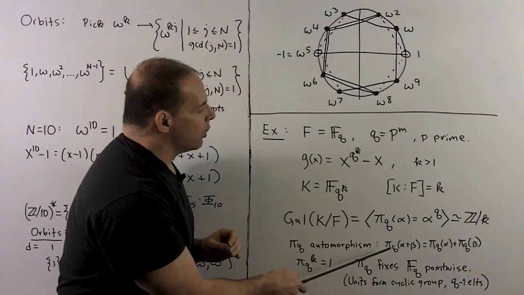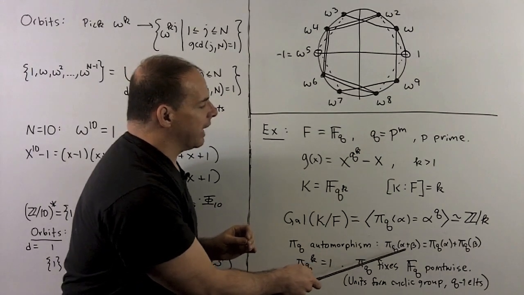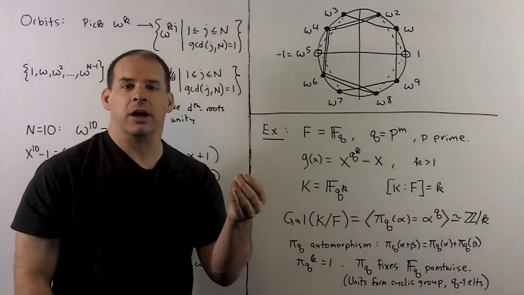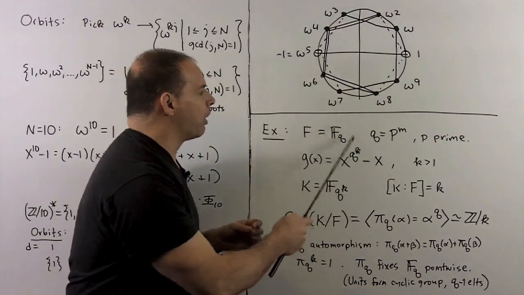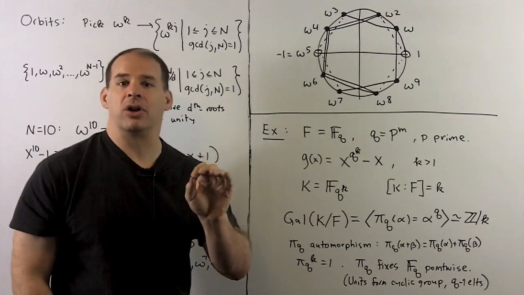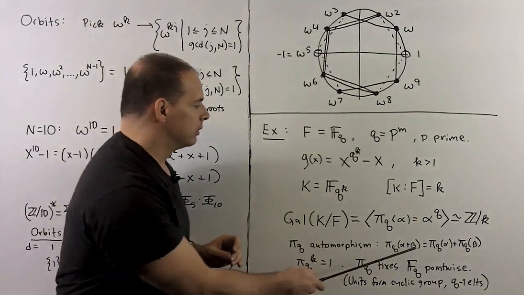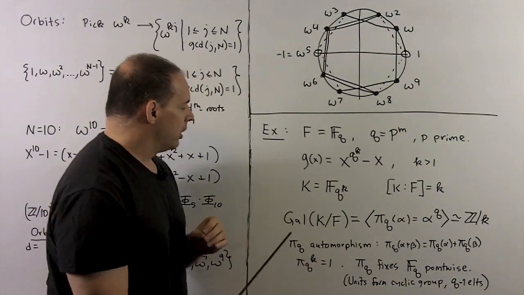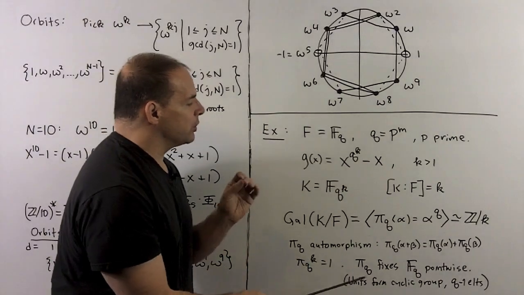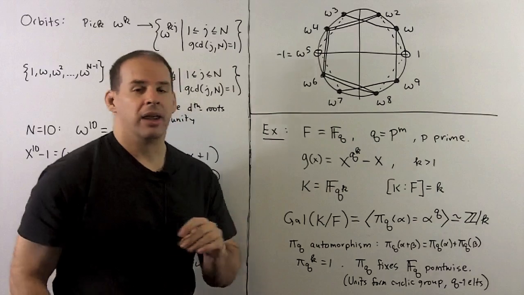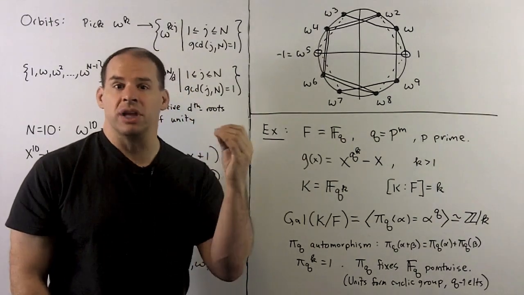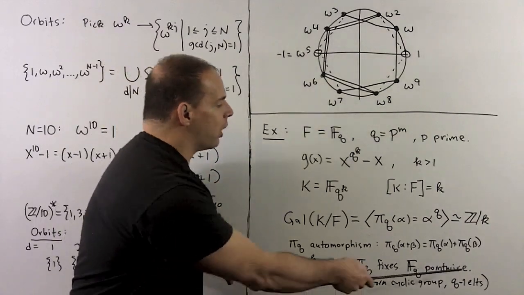The key step here is noting that if I take pi sub q on alpha plus beta, that's pi sub q alpha plus pi sub q beta. And that follows from the binomial theorem since we have a power of the prime. So over Z mod p, the middle terms when we expand are going to drop out. The other thing to note is that pi sub q is going to have order k, and pi sub q is going to fix F sub q pointwise. And that's just from noting that in a finite field the units form a cyclic group, of order q minus 1 in this case.